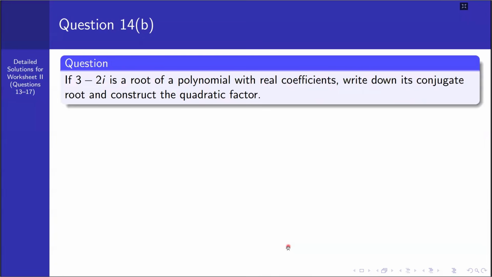Okay, if 3 minus 2i is a root of a polynomial with real coefficients, write down its conjugate root and construct a quadratic factor.